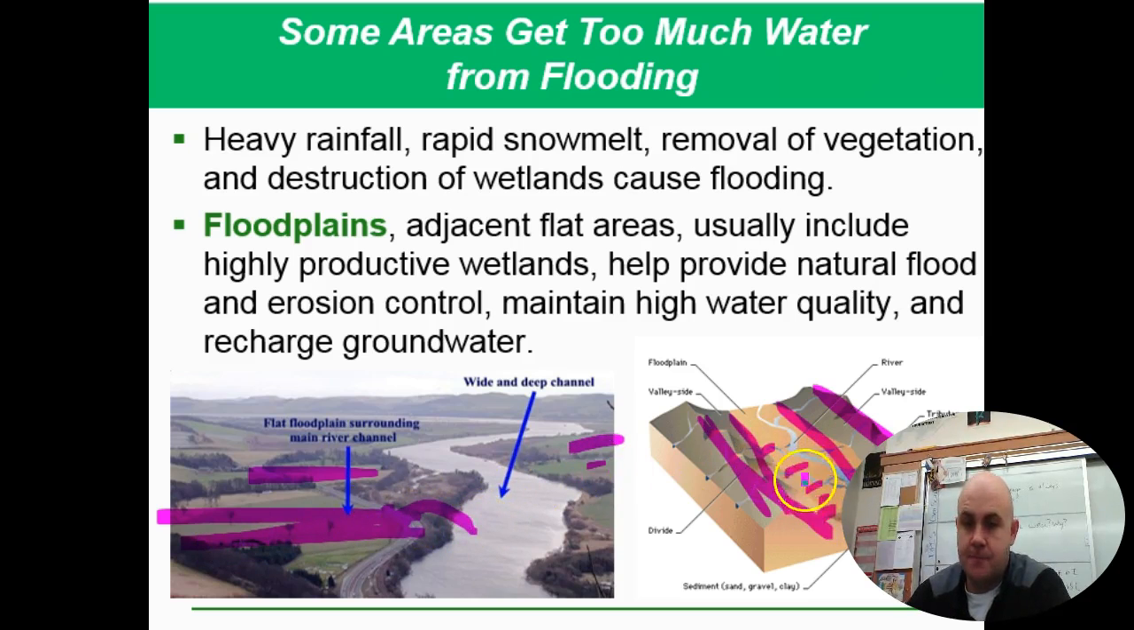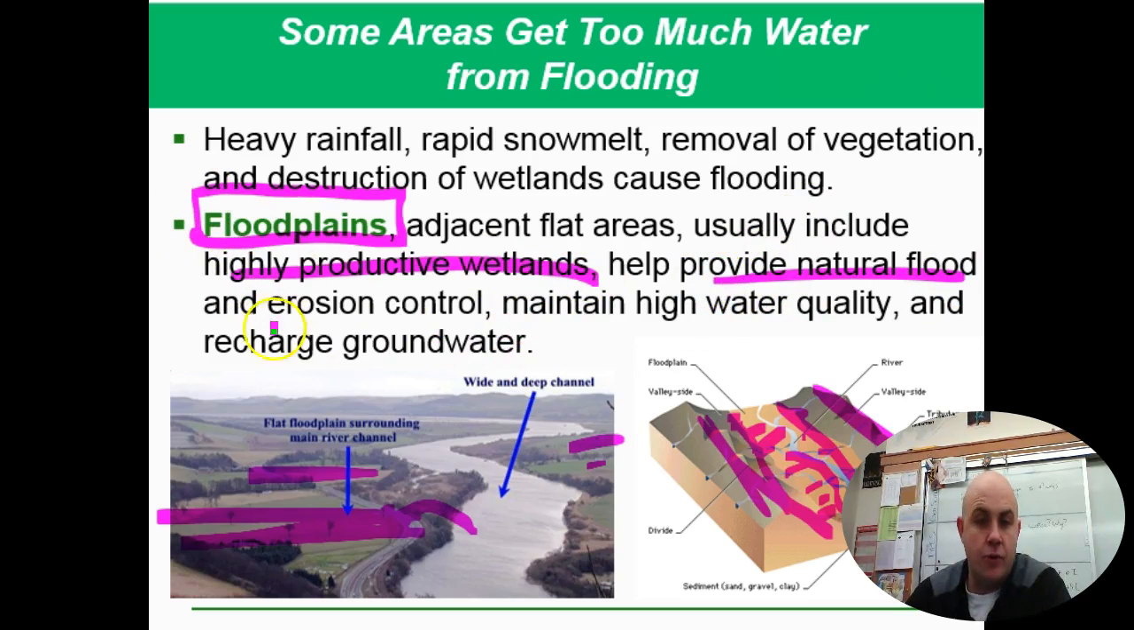And these floodplains are usually rich soils, of course. They're wetlands. And what we've come in and done is turned them into farmland, or we filled them in with buildings and cities so we can be along riverways. But those flat areas on both sides are floodplains. So they're highly productive wetlands.